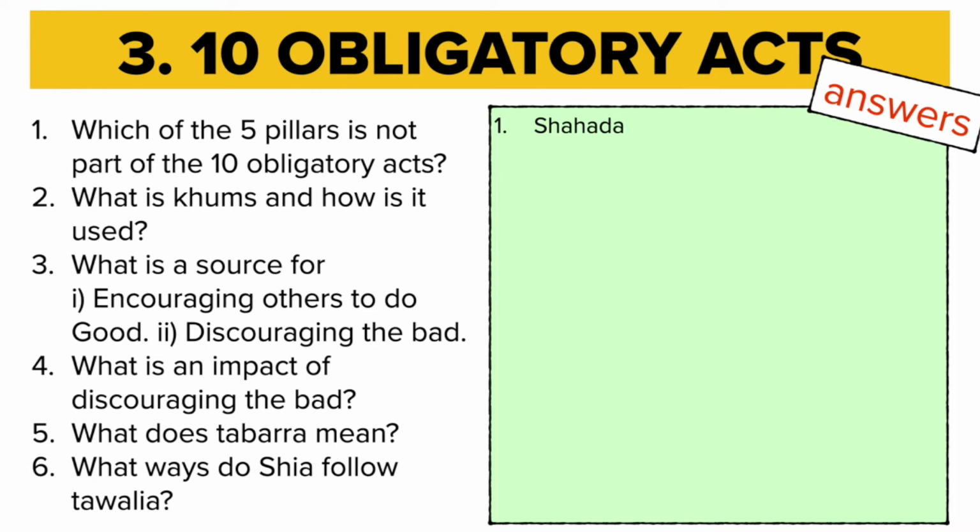Now remember, this doesn't mean that Shia Muslims don't do Shahada. They still do Shahada. That's how you become a Shia Muslim, for example. But it's just not listed as one of their 10 obligatory acts. It's kind of assumed, of course, you'd say this and believe this. Okay, but it's important to remember Shahada is one of the 5 pillars, but it's not one of the 10 obligatory acts.